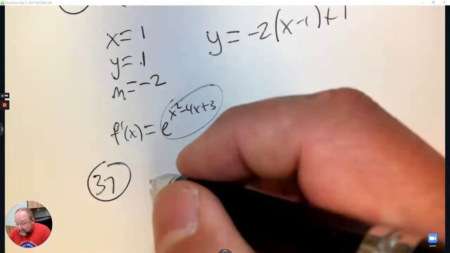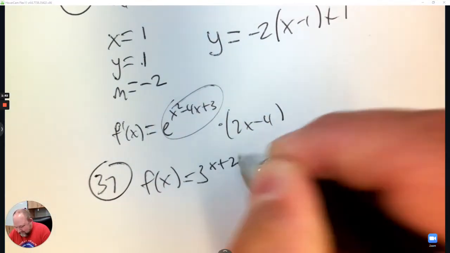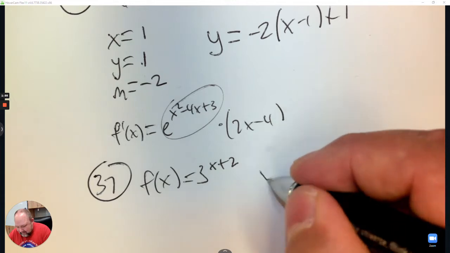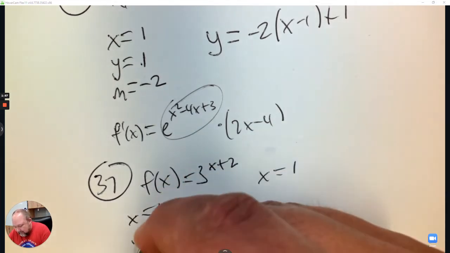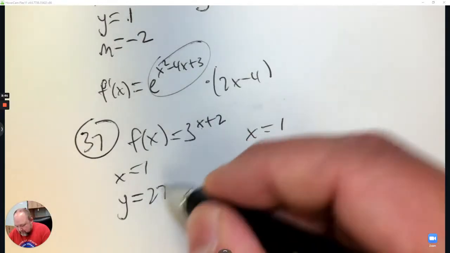Write an equation for line tangent at x equals 1. So we know x equals 1. To find y, plug 1 in. 1 plus 2, 3. 3 to the 3, that's 27.